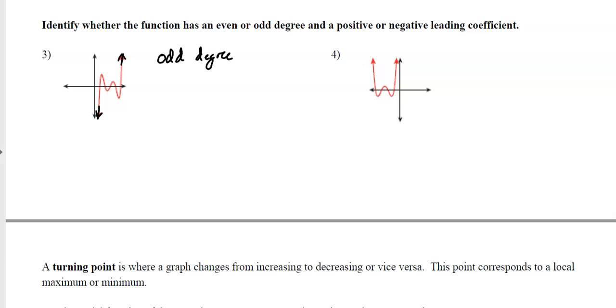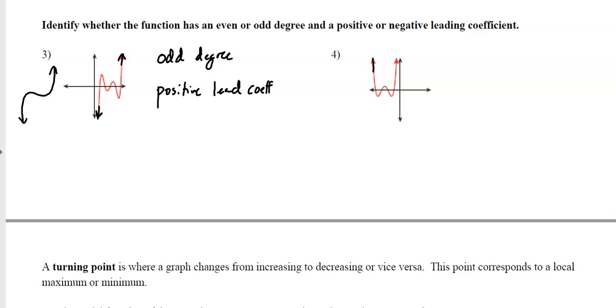Now, I kind of know later on that it's going to be more than x to the third because it's got some turning points. We'll learn about that here in a second. But it's got an odd degree because it's going in different directions. And x to the third looks like this. And this one has that same end behavior. So it must have a positive lead coefficient. Positive lead number in the front.